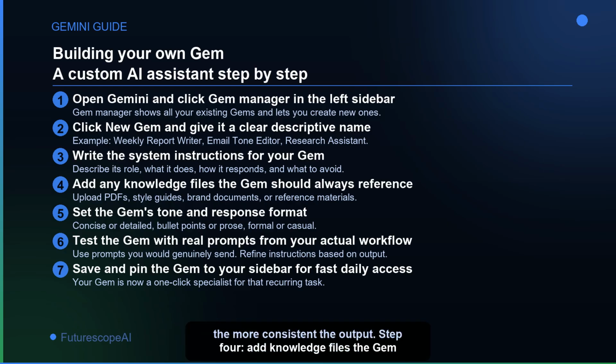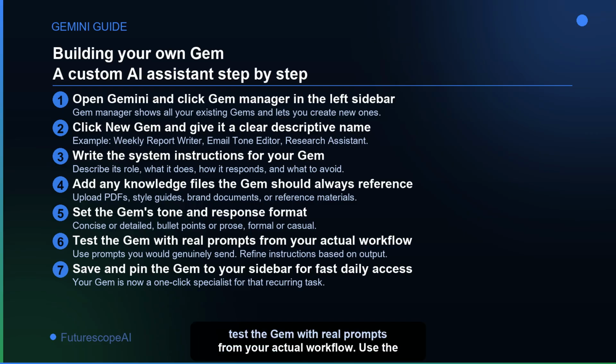Step 4. Add knowledge files the gem should always reference. Upload PDFs, style guides, brand documents, or any reference material the gem needs to do its job well. Step 5. Set the gem's tone and response format. Concise or detailed, bullet points or prose, formal or casual.